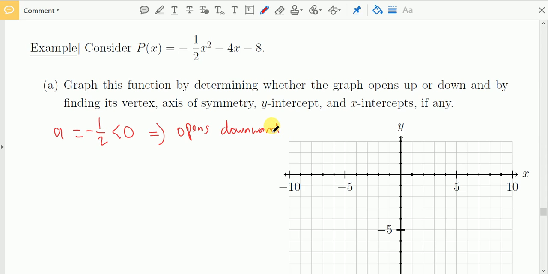And we can complete the square, right? We can complete the square of this one, and let's do that.